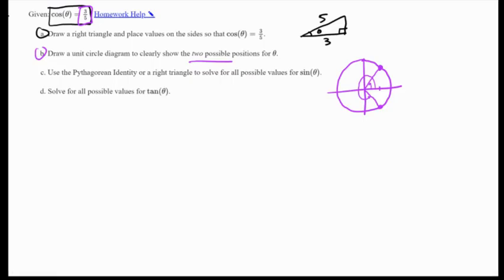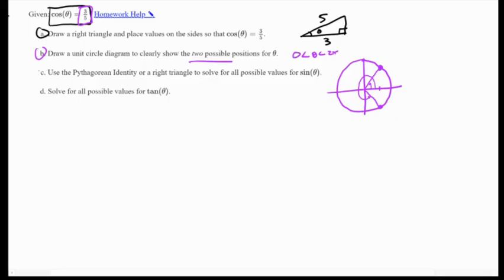And again, I'm not going to get into it, but you could also technically go around the circle infinite number of times. So there's really infinite answers for that angle, but I'm going to focus on the two that land between 0 and 2 pi.